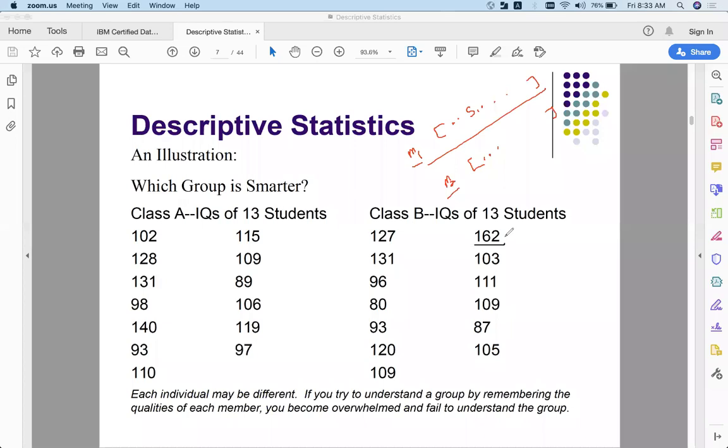Yes, that's a good point. 162 is already here, and I don't see any value which is on that scale. In class A, it's almost all the same. Class B has 162. So it looks like there is an Einstein in class B. That's fine. The general idea is that we will slowly dig deeper and deeper.